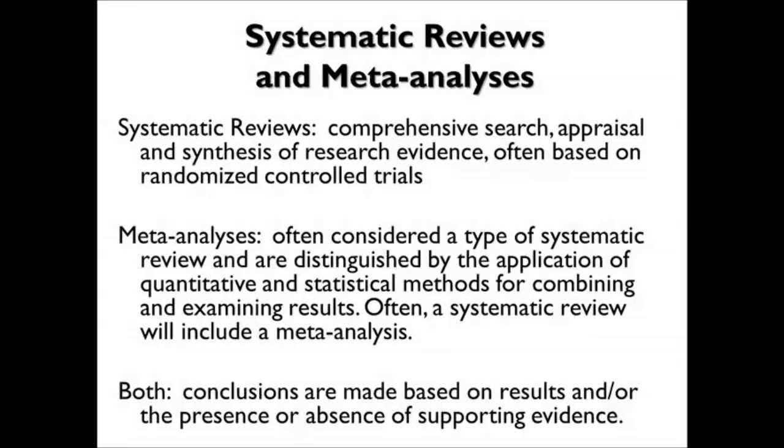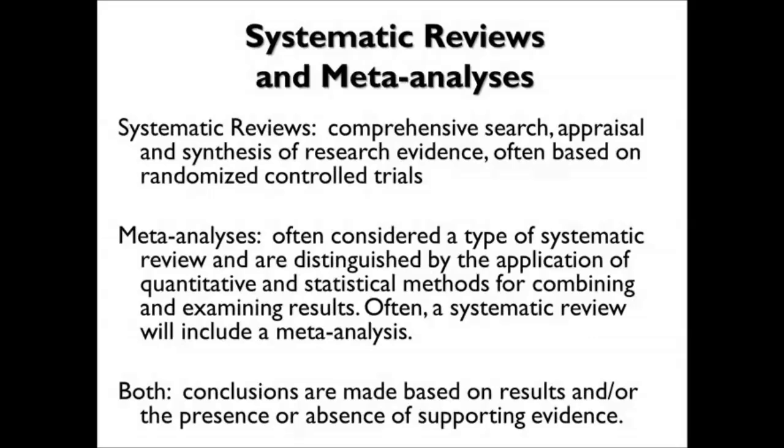So here we've got the systematic review as a comprehensive search, appraisal, and synthesis of research evidence, often based on randomized controlled trials. That's changing now and incorporating other study types. And then the meta-analysis is a type of systematic review where the focus is on the quantitative data and the statistical methods for combining and examining the results.